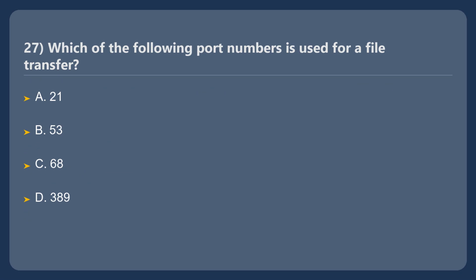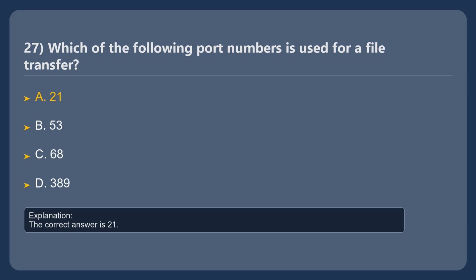Question 27. Which of the following port numbers is used for a file transfer? Option A, 21. Option B, 53. Option C, 68. Option D, 389. The correct answer is option A, 21.